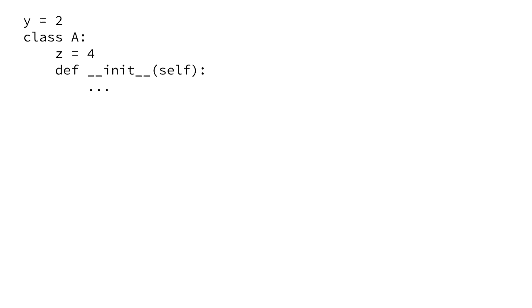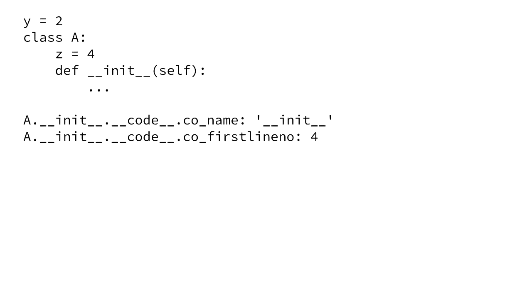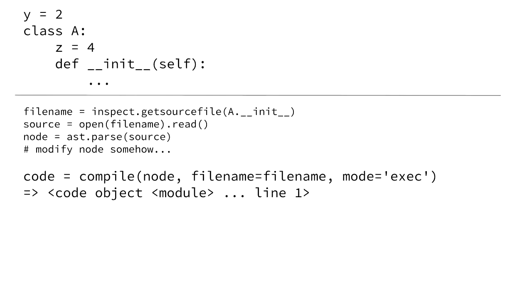Like before, here's a Python file, and we want to focus on the init method. The function object has a code object attached. We're interested in the name and line number because they identify the code object uniquely, and we're going to be looking for those values later. So we go through some boilerplate, as usual, to read the file, parse it, modify the tree, and compile it. Now we have a code object associated with the module. Remember, this is for the entire file, and we're looking for a code object inside it associated with the modified function.